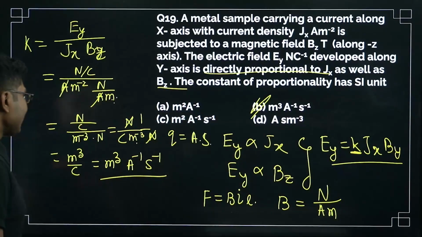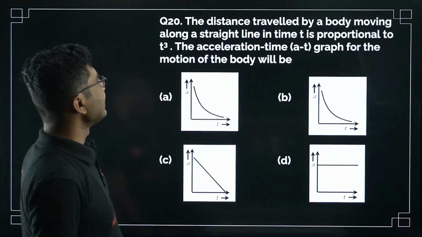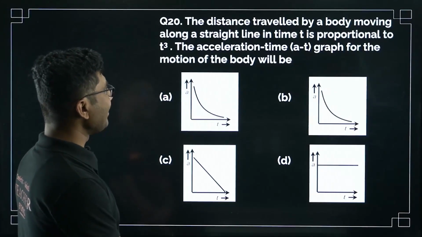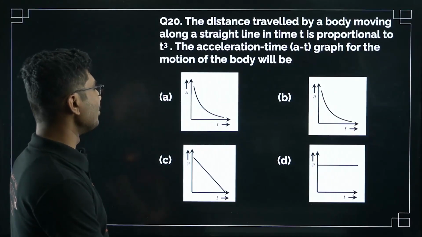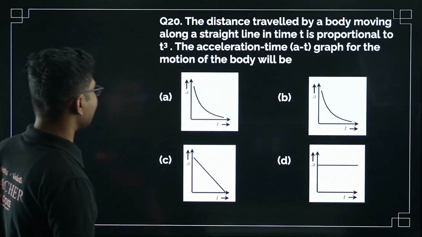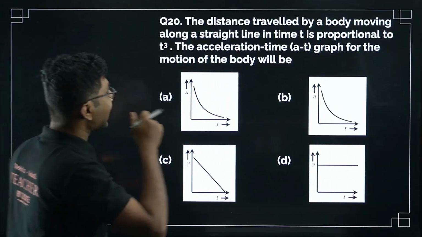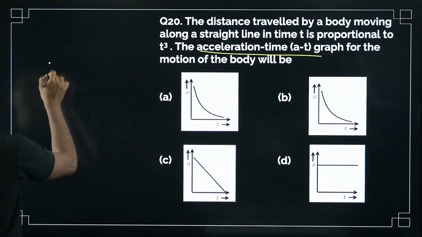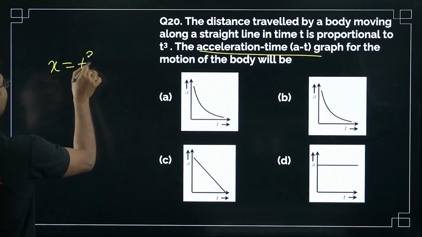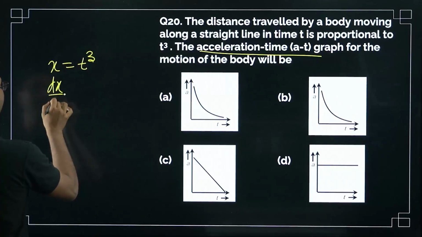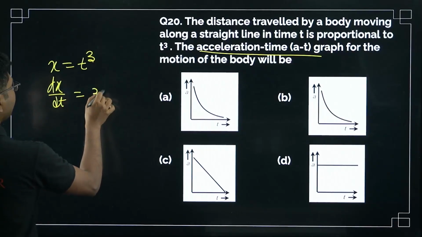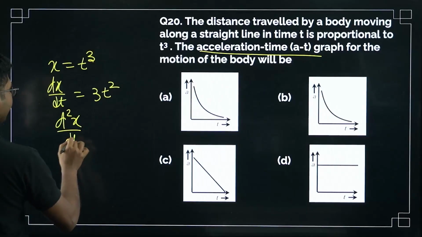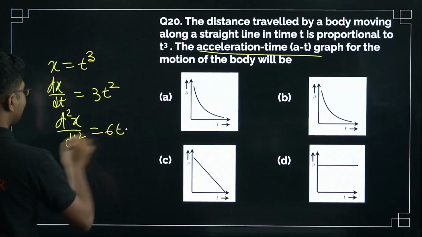Very interesting question. Next, the distance traveled by a body moving along a straight line in time t is proportional to t cube. Find the acceleration time graph of the particle. So let's see, the displacement is given by t cube. So dx by dt is 3t square, and d2x by dt square is 6t. So that is the acceleration.